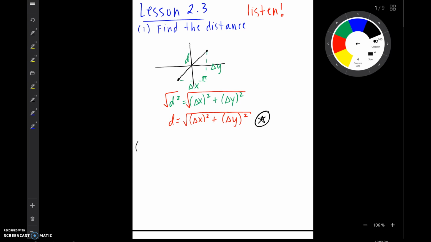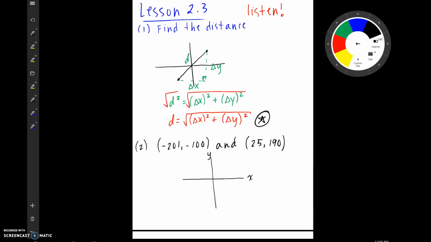Well, what if I asked you, though, to find the distance between, let's say, negative 201, negative 100, and the point 25, 190. Well, if you have coordinates that large, it doesn't make sense for you to be able to plot them on the xy plane. So we need another strategy to be able to find the distance if we know the 2 points that represent the endpoints of the segment. So that's what we do in this lesson.